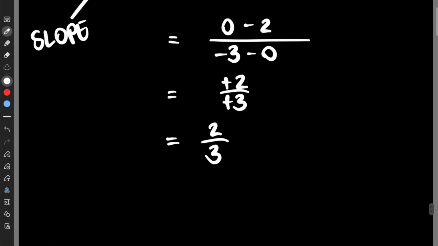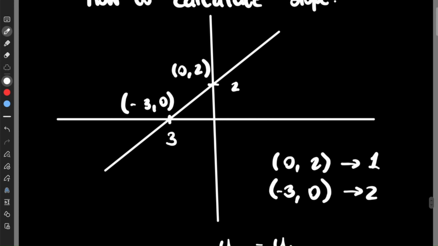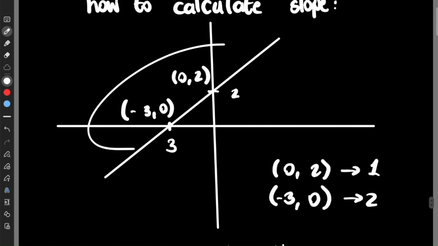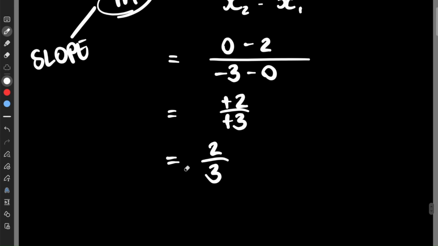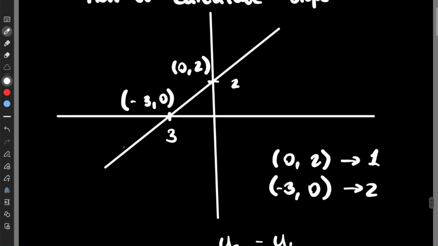As we can see, it's not a very steep slope, it's quite a gentle slope, as represented by the graph, but the graph isn't really to scale. But now you guys know how to calculate the slope if you are given two coordinates. And also what we notice about the slope is that it is positive, meaning it's going upwards.